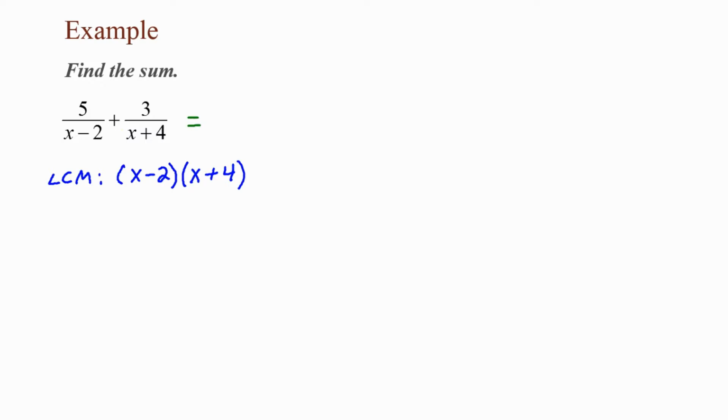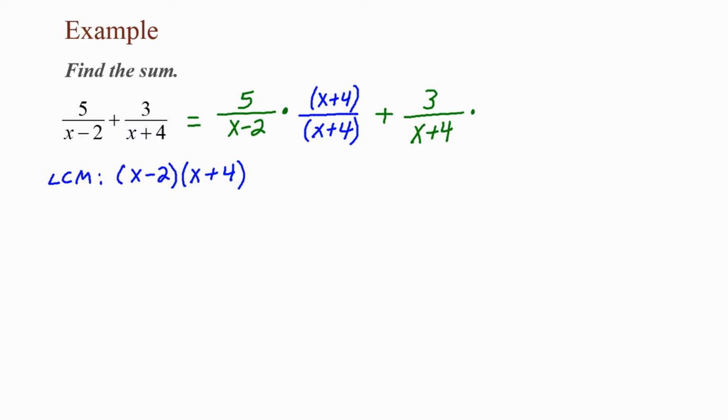Starting with our first fraction, 5 divided by x minus 2, I need to multiply this by what we're missing. We have an x minus 2, but we don't have an x plus 4. X plus 4 divided by x plus 4 is going to be my a over a. I'm going to add to that 3 divided by x plus 4. I need to multiply this by what we're missing. We have an x plus 4, but what we need is an x minus 2. So I want to multiply top and bottom by x minus 2. That's our a over a.